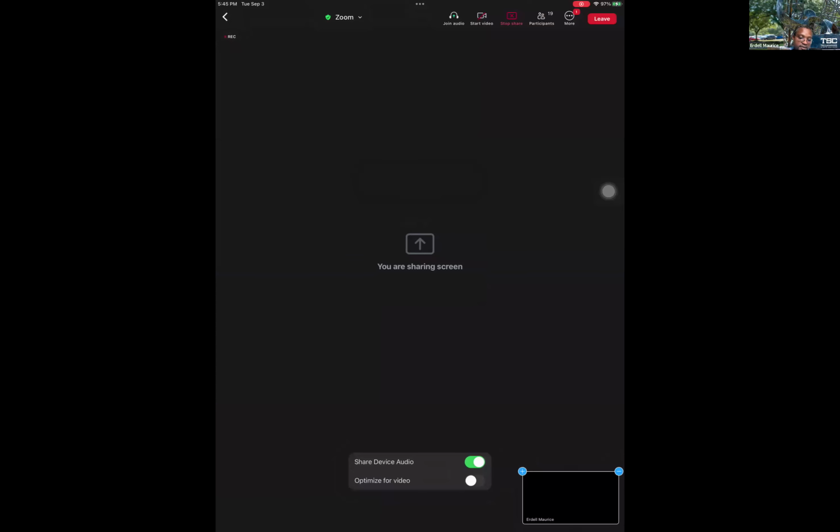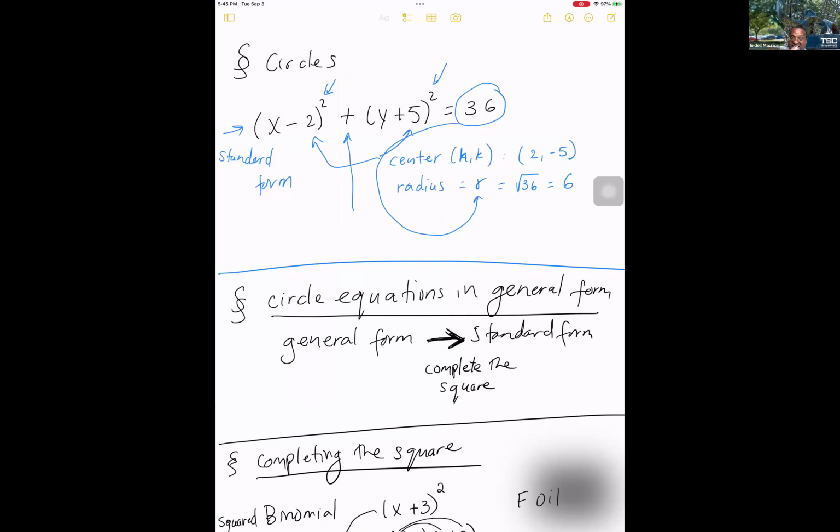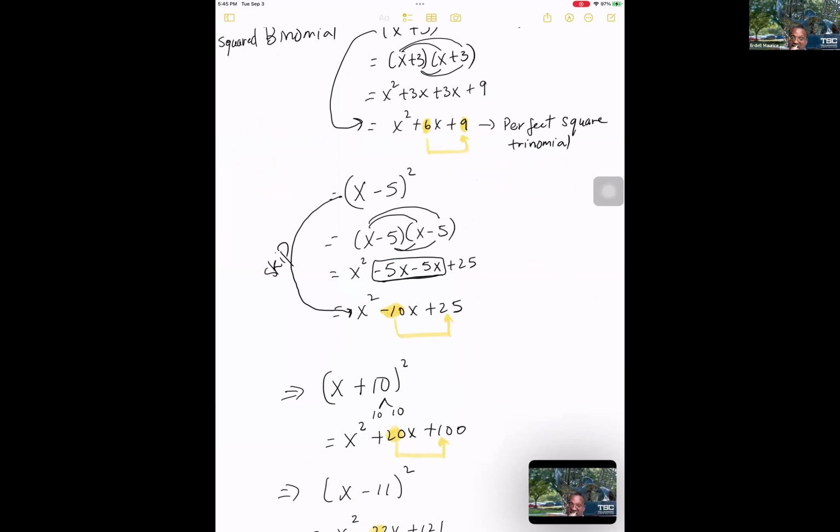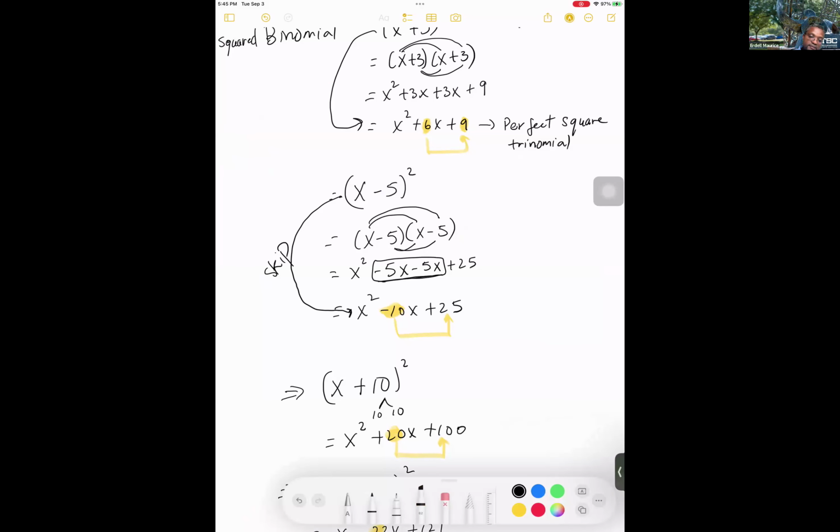Anybody been able to figure out the connection between the two terms? All right, I will tell you. If you take the middle term and divide it by 2, 6 divided by 2, and then you raise it to the second power, you get the last term.